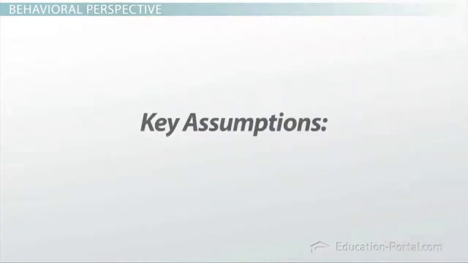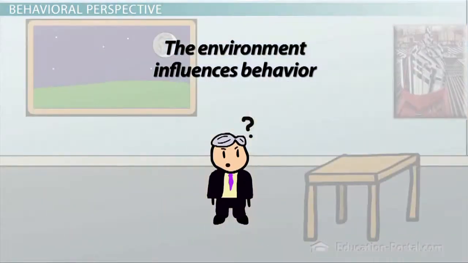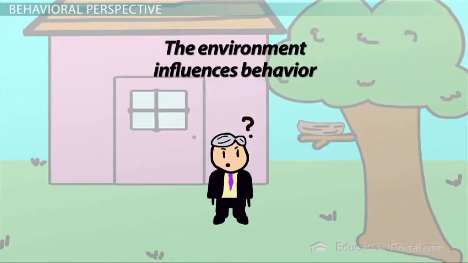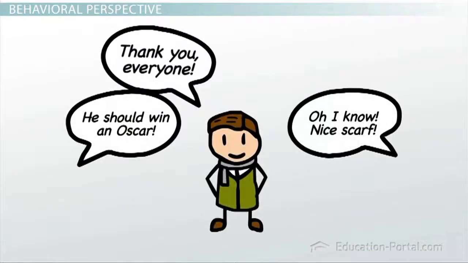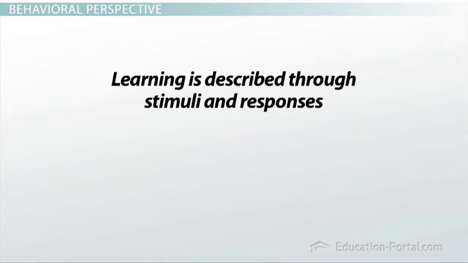The key assumptions of behaviorism are: 1. The environment influences behavior. Behaviorists believe that people's behaviors are a result of their interaction with the environment. Specifically, people become conditioned or molded to respond in certain ways based on responses like feedback, praise, and rewards. Learning is described through stimuli and responses.